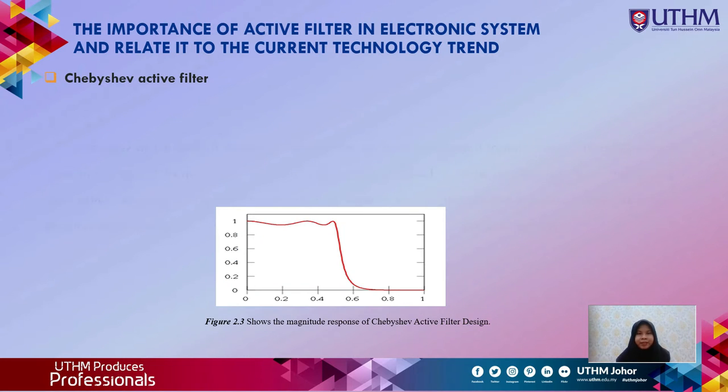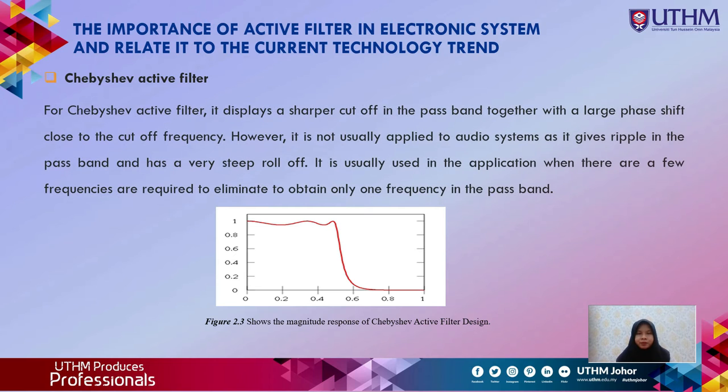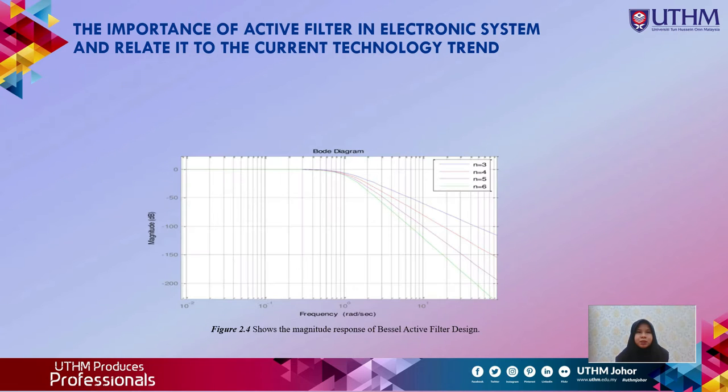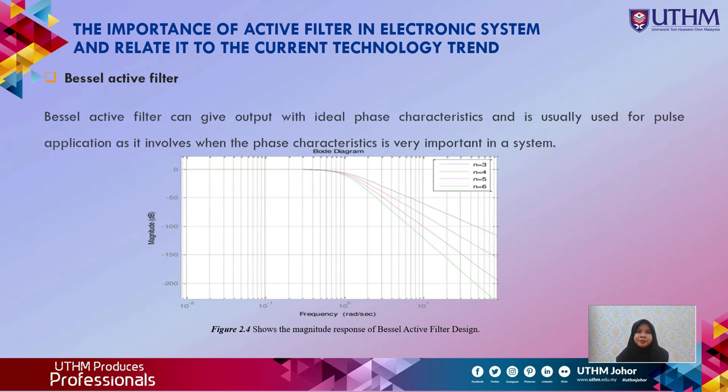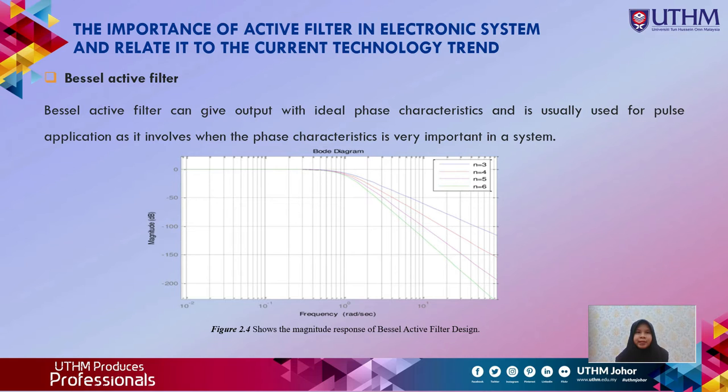Next is the Chebyshev active filter. The Chebyshev active filter displays a sharper cutoff in the passband together with a large phase shift close to the cutoff frequency. However, it is not usually applied to other systems, as it has a rippled passband and a very steep roll-off. This is where the ripple is. The third one is the Bessel active filter. The Bessel active filter can give output with ideal phase characteristics and is usually used for pulse applications, where the phase characteristic is very important in the system.